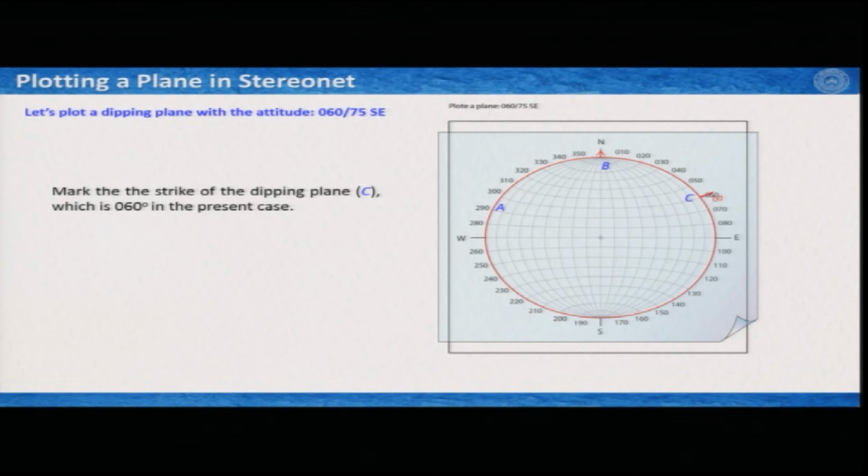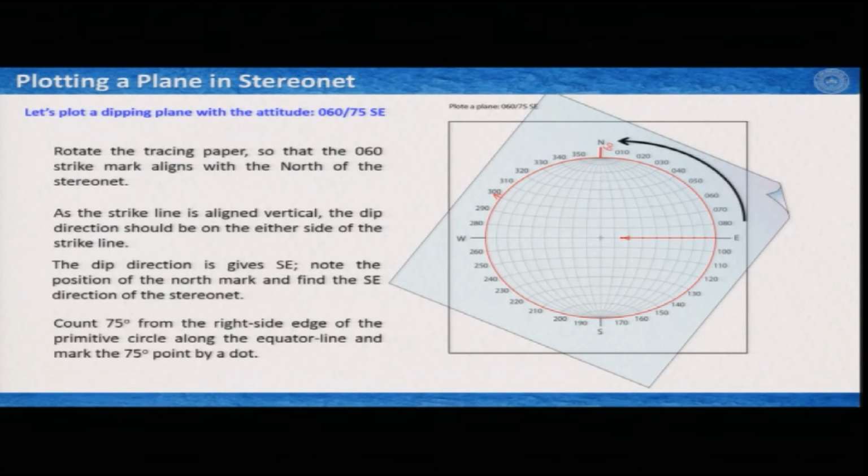Now, as the strike is 60 degrees, in a very similar way you mark the strike 60 degree on the tracing paper the way it is done in the previous step, and this time you do not align this 60 degree towards the east or west, you align this to the north. So, you rotate the stereo net in such a way that this 60 degree mark aligns to the north of the stereo net. As the strike line is aligned vertical, the dip direction should be on either side of the strike line.